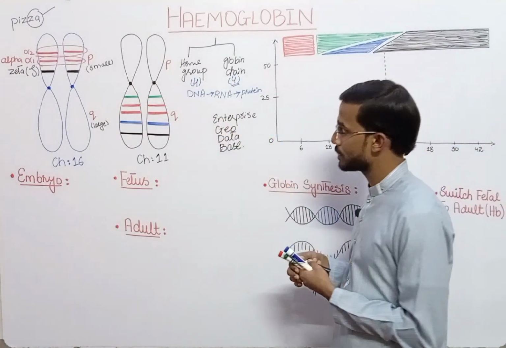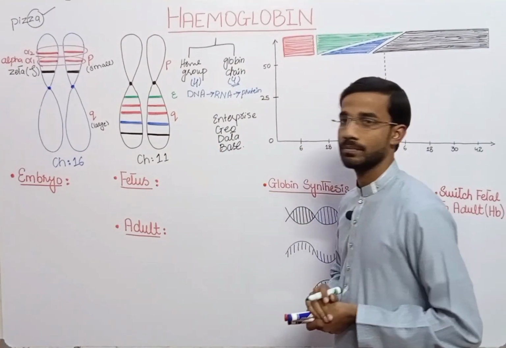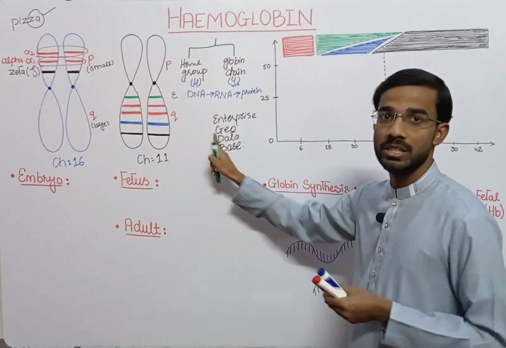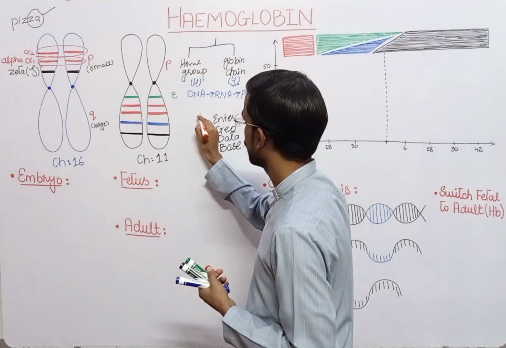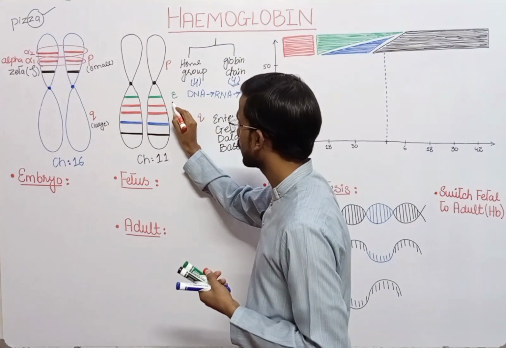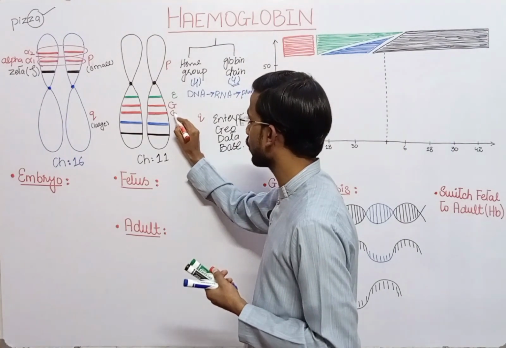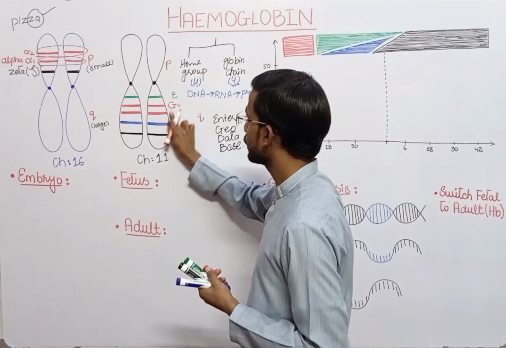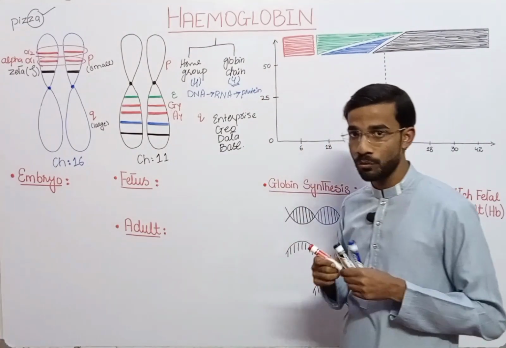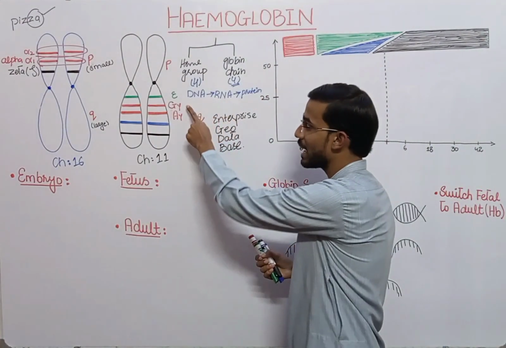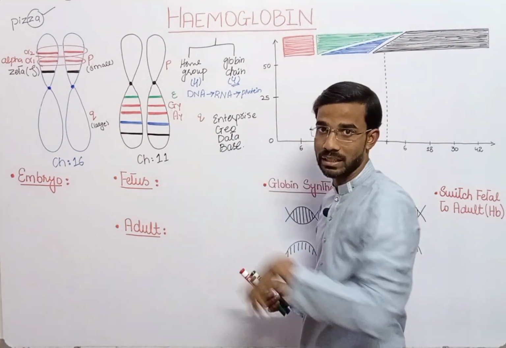E stands for epsilon. This is basically the epsilon. Next is the G. G stands for gamma. This is the gamma. So in that situation there are actually two forms of the gamma: G gamma and A gamma. There are two forms of the gamma, G gamma and A gamma. G is glutamic acid and A is alanine.